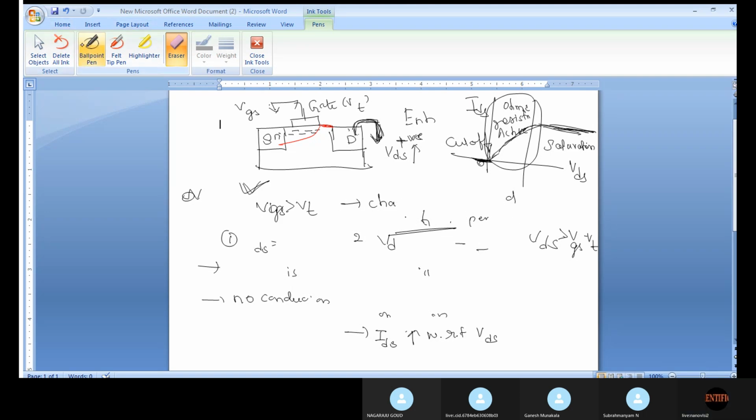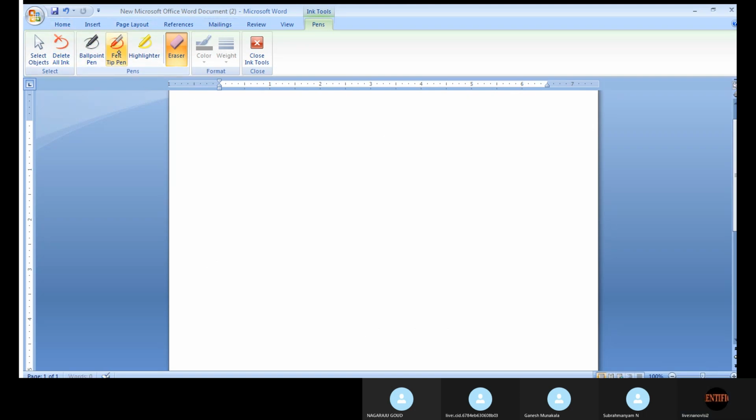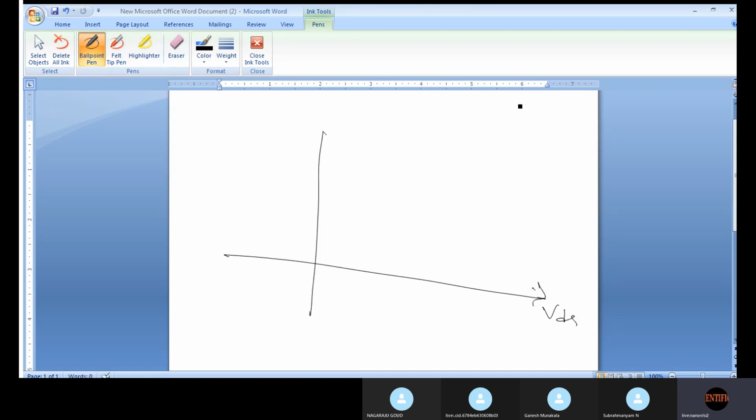Clearly I will, so you know the figure now. VDS is the voltage given to the drain. Okay, this is the VDS. As VDS is increasing, at VDS equal to 0, this is cutoff.